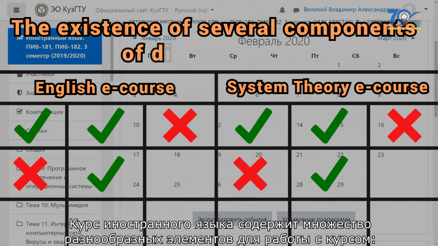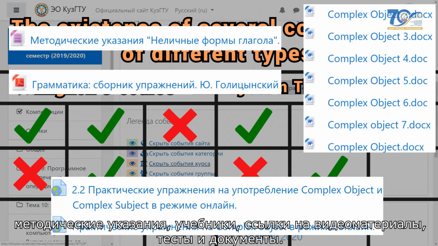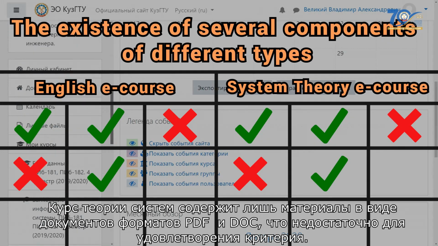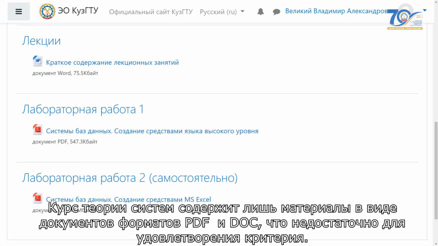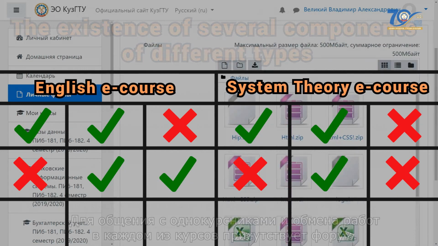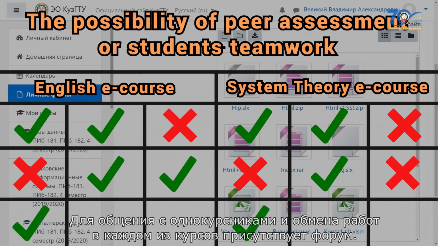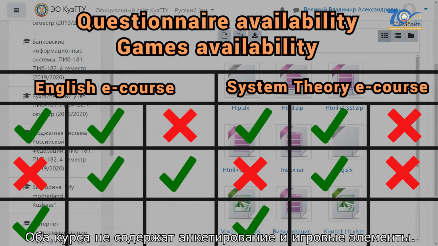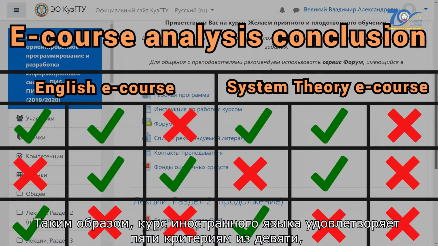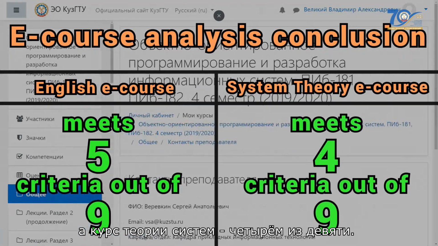A foreign language course contains many different elements for working with the course: guidelines, textbooks, documents, links, videos and tests. The course of System Theory and System Analysis contains only materials in the form of PDF and documents, which is not enough to fulfill the analysis criterion. To communicate with classmates and exchange works, there is a forum in both courses. Both courses do not have questionnaires and do not contain game elements. In conclusion, we can say that the foreign language course meets 5 criteria out of 9, and the System Theory course 4 out of 9.